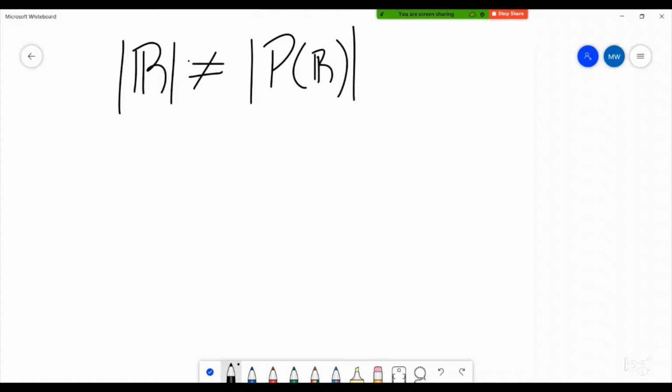We can't do the same argument. We can't do a diagonalization method because we can't list every element in the real numbers. And so that's why we need a different method of doing this, and that's where the Barber set idea comes in.